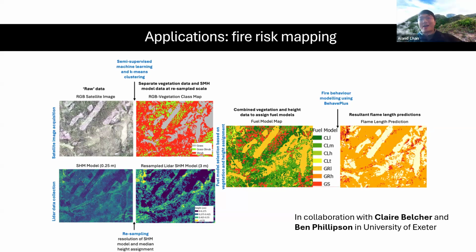What they do not have is a wall-to-wall understanding, a continuous map of shrub height distribution. So we sent them the shrub height model dataset, and then they incorporated this into fire risk mapping to select the correct fuel model for that parcel of land.